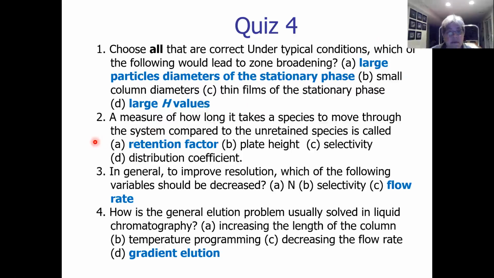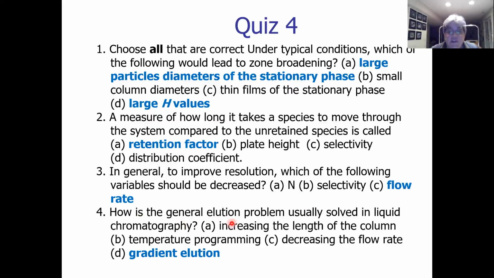This one is a simple definition. How long does it take a species to move through the column compared to the unretained? That's the retention factor. If you want to improve resolution, which of these should you decrease? Remember N, we always want that to be large. Selectivity, we want to be large. So flow rate. If you slow down the flow rate, it will take things longer to go through the column. That will improve your resolution. It will also cause zone broadening to increase.